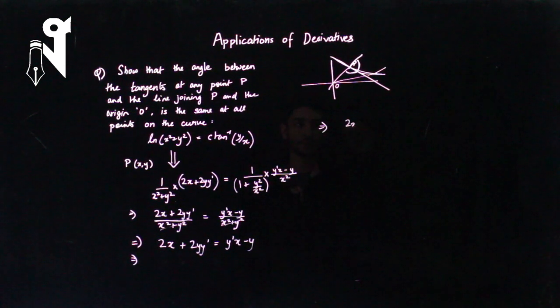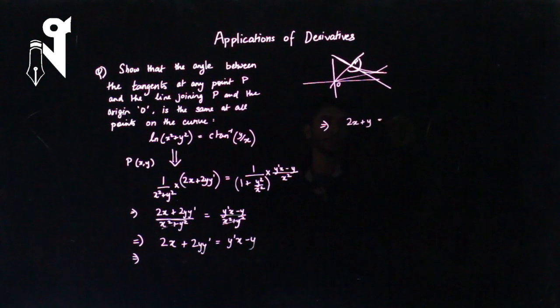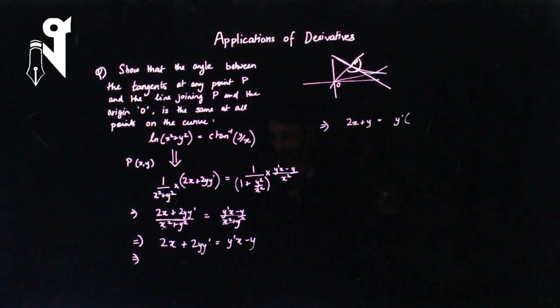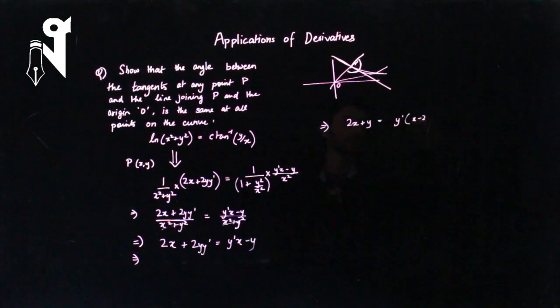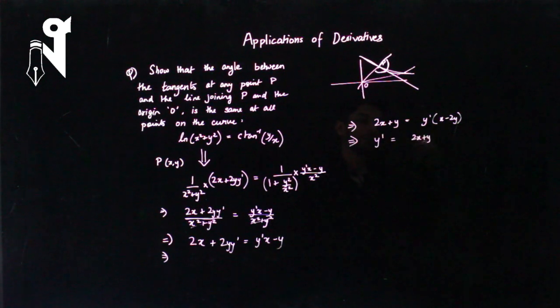You have 2x plus y equals y dash times (x minus 2y), which means that y dash is basically (2x plus y) by (x minus 2y). So I got my dy by dx. This is the slope of that curve at the point P, which is x comma y.